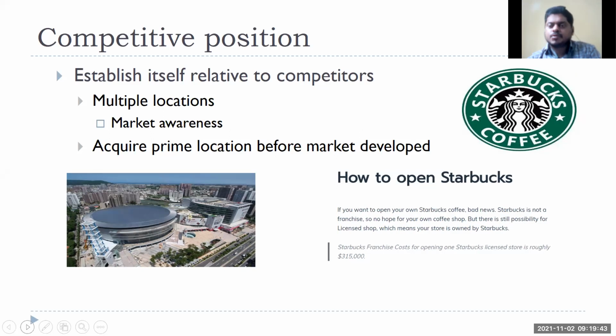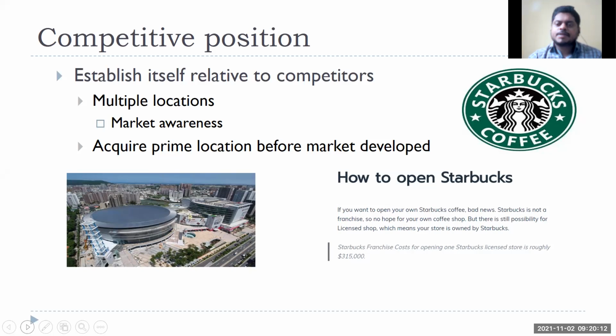Starbucks will mostly be in those premium places. Obviously, they have another kind of objective also, because in the premium areas, customers will be able to pay 300 or 500 rupees for a coffee, right? None of us will go and pay that kind of money for a coffee, right? So their strategy is to acquire prime locations before the market is developed, because they know that once the infrastructure is developed, it will be costly to acquire that, right?